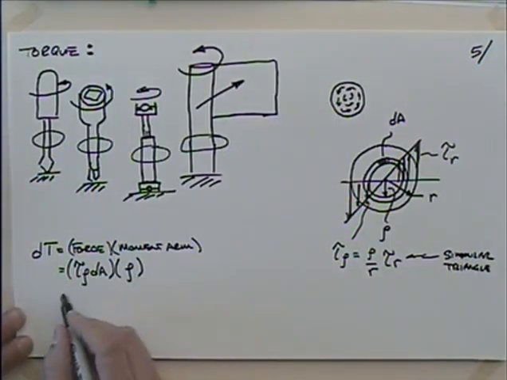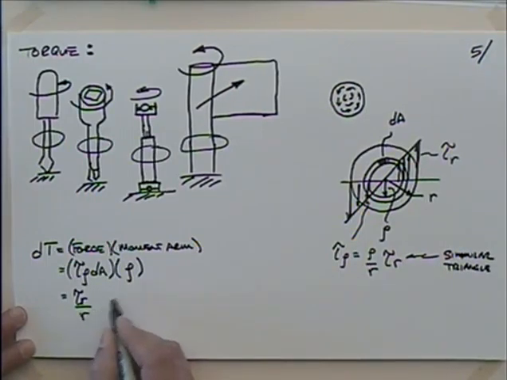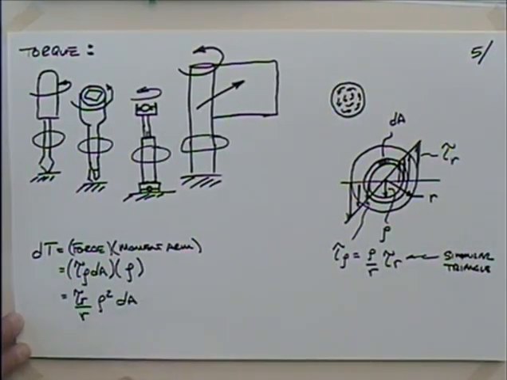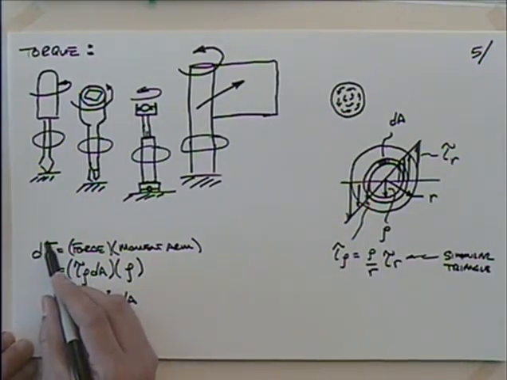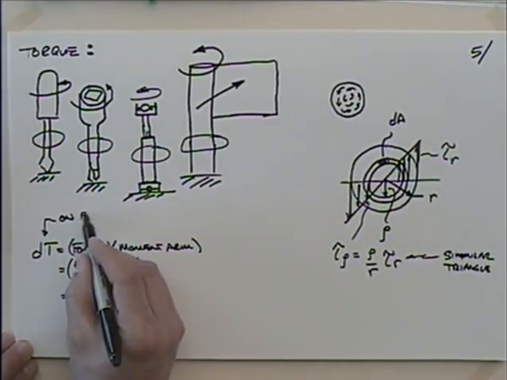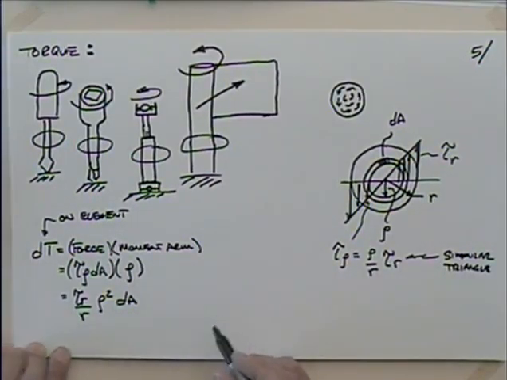So let me make that substitution. I could say then that this was tau sub r divided by r, and then if I have a rho there and a rho there, I'm going to have rho squared, right? Times dA. So if I talk about then, this is the torque on that element, or rather the torque supported by that element.